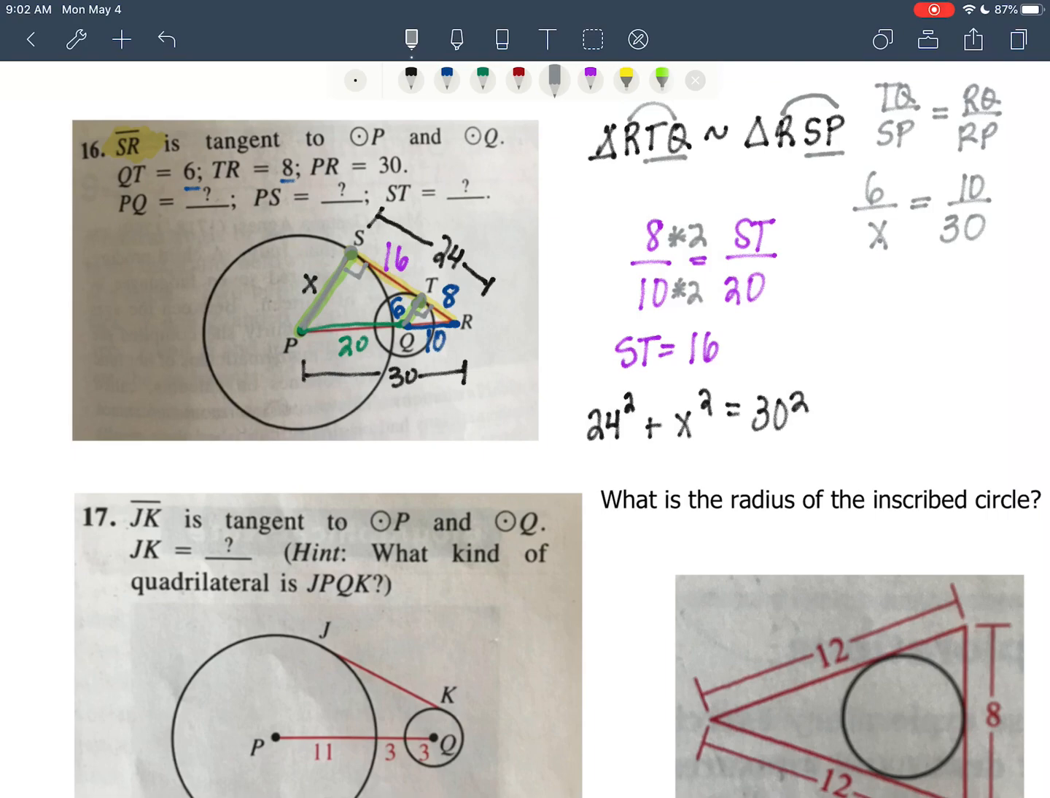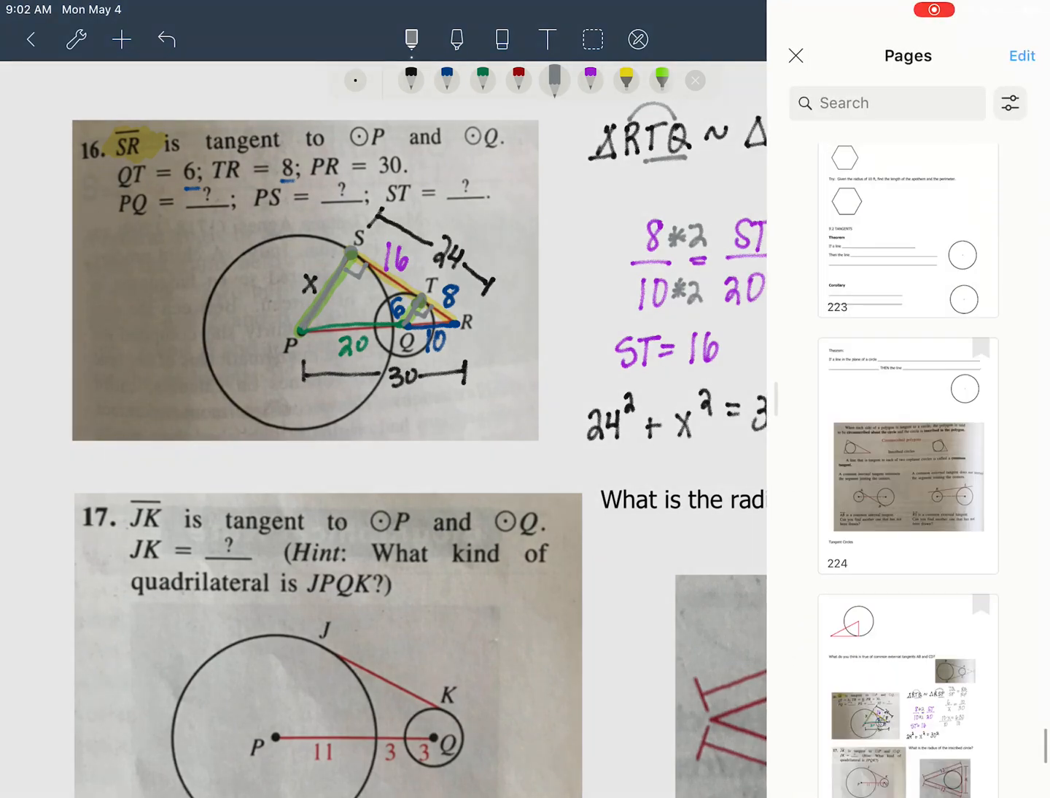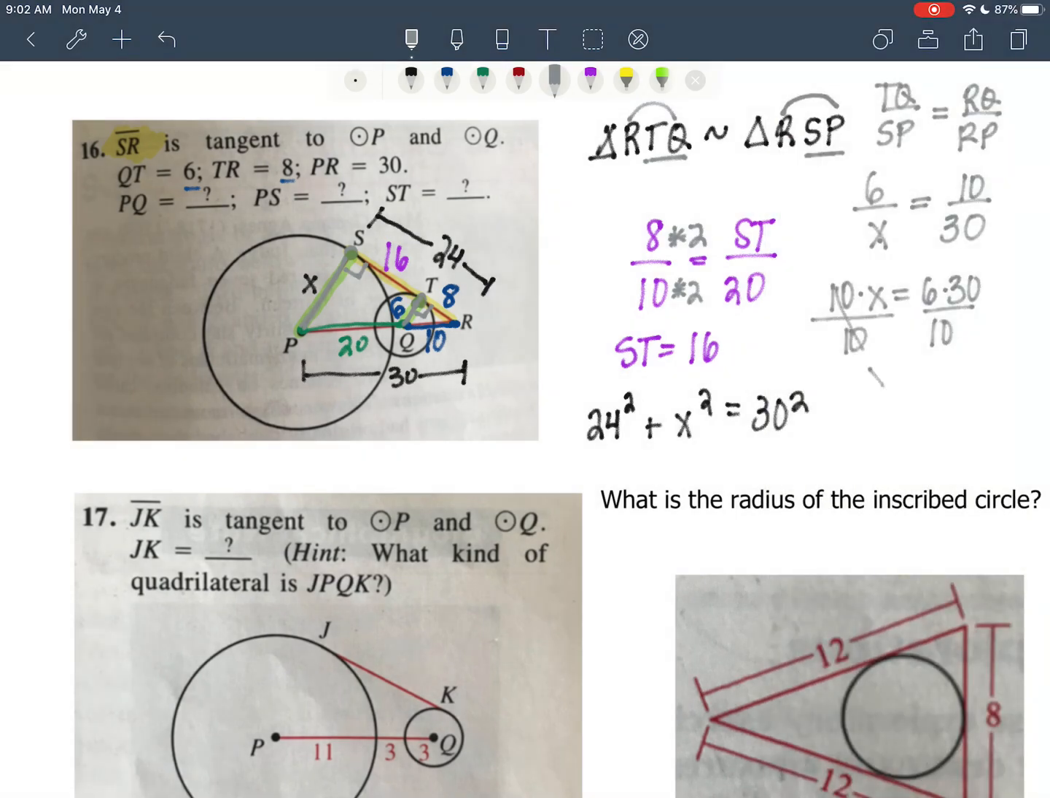So we've got 10 times X equals 6 times 30. We'll divide both sides by 10. And we get X equals 6 times 3 is 18. So SP is equal to 18. SP is the same thing as PS, so that's 18. PQ is 20. And ST is 16. So you can see we filled in lots of information there.